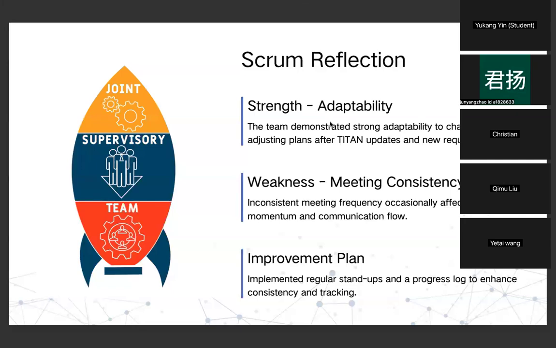Flexibility was our greatest strength. We adapted quickly when the teacher introduced new competitions or scoring changes. However, meetings were sometimes inconsistent, leading to slower decisions. In future projects, we would schedule regular stand-ups and keep writing sprint summaries to stay aligned.